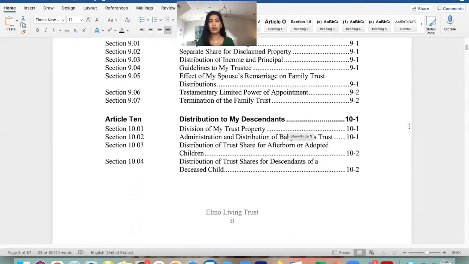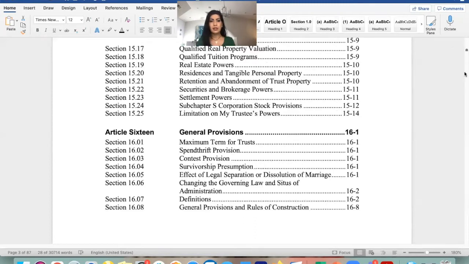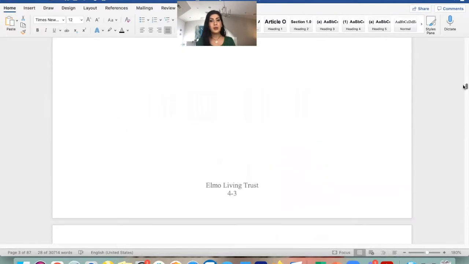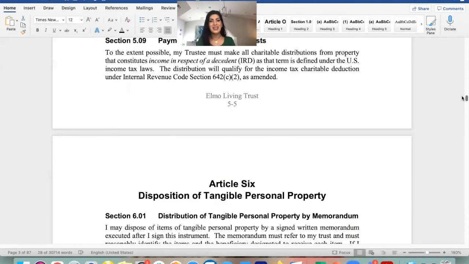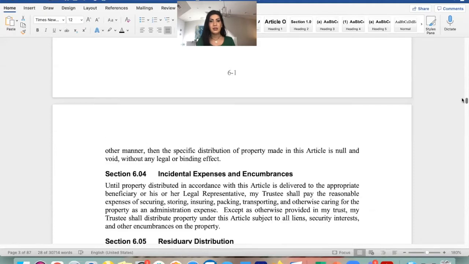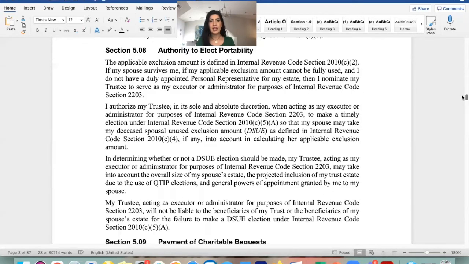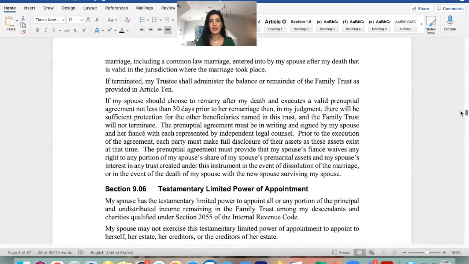Article 10 is now talking about what happens when both people pass away. All right, or if you are not married, then obviously who is the primary beneficiary? So let's go there. And if you are a single person, then the article, the chapter number, it might be different for yours. All right, but the language inside is going to be similar, if not the same.